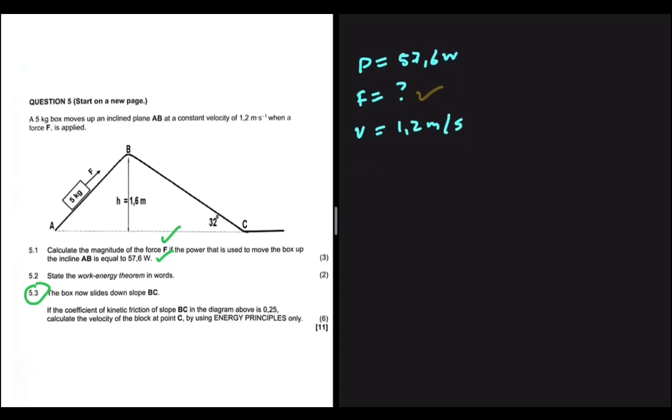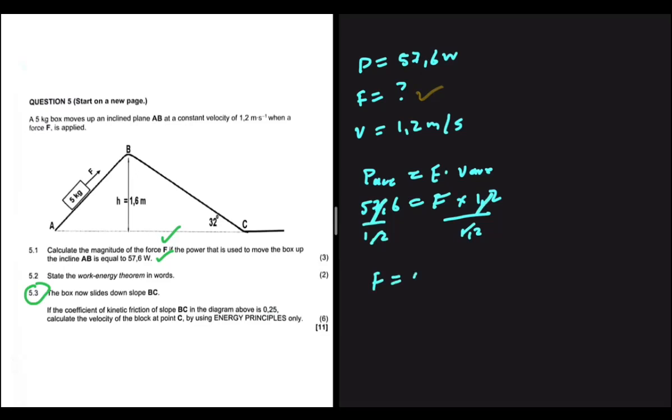You just need to recall that the average power is equal to the force multiplied by the average velocity. So what is the power? That is 57.6. What is the force? That's what we're interested in. Multiplied by the average velocity, which in our case is constant, just 1.2. We just need to divide both sides by 1.2, and we get a force equal to 48 newtons. That is 5.1, quite straightforward.